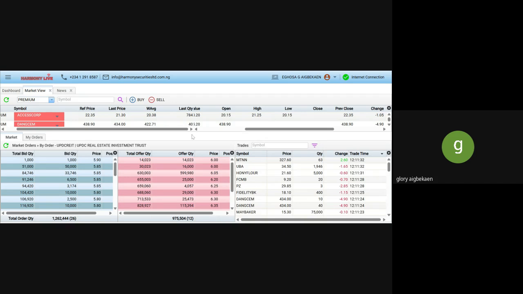So see now, it's already 21.30. For those that bought at 20 naira 15 kobo, 21.30 is what it is trading now. They will have already made a 5.7% increase.